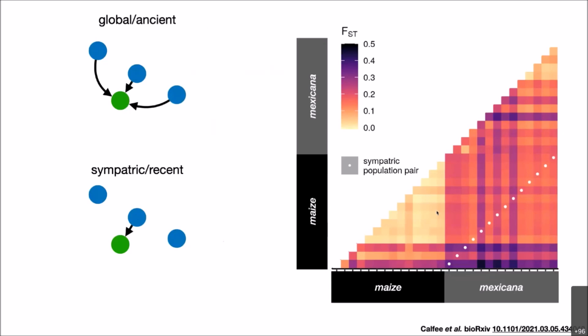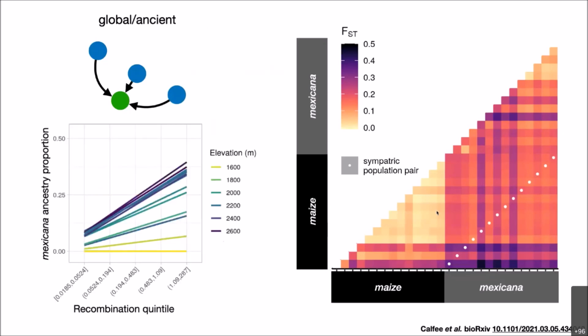In fact, when we estimate the age of this ancestry, we get an age much older than 1,000 generations ago. And when we look at correlations between recombination and ancestry, we see this nice positive correlation across all of our populations, where we see less gene flow from teosinte in regions of low recombination, which is consistent with selection against recent introgression.